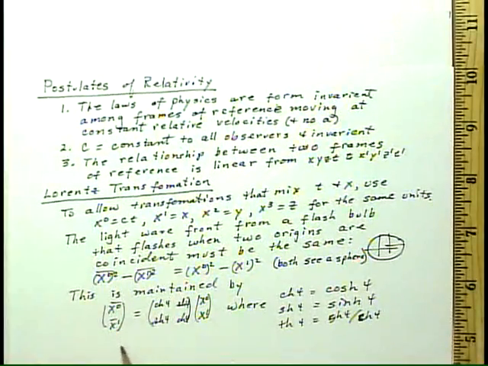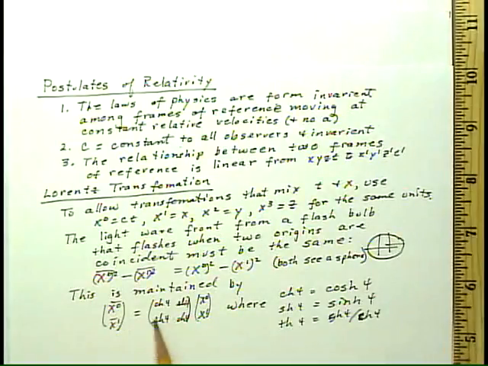It turns out that this type of transformation is maintained by a linear transformation, part of the general linear group, in the following form: x0 bar and x1 bar are given in terms of x0 and x1 by the linear transformation that consists of the hyperbolic sines and cosines. We write, as most physicists do, that CH psi is really cosh psi, the hyperbolic cosine, and SH psi the hyperbolic sine, and the hyperbolic tangent being, as you know, the ratio of the hyperbolic sine to the hyperbolic cosine.